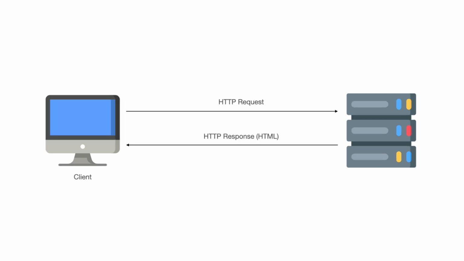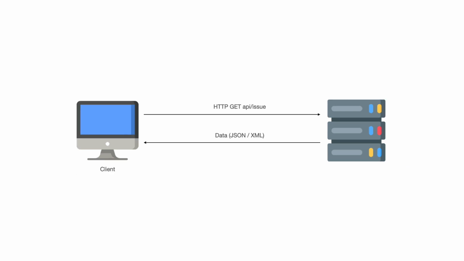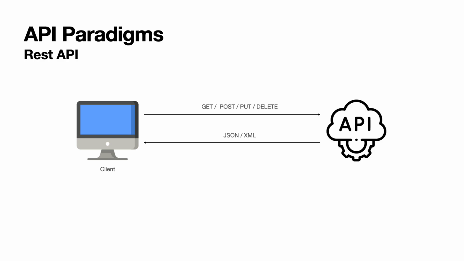When we try to access a website, for instance, we make an HTTP request to a server, and the server sends back HTML content. With Web API, you request a resource on the server. Instead of getting HTML from the server, you will get data in JSON or XML. There are many types of Web APIs. REST API is the most popular type of Web API.